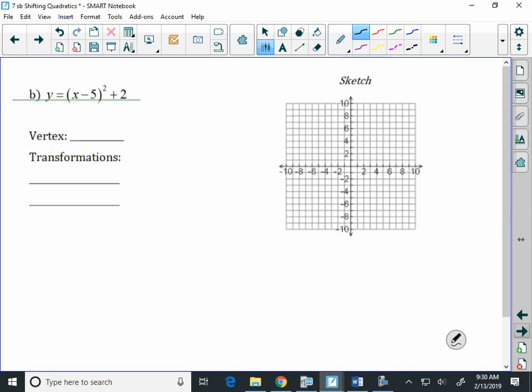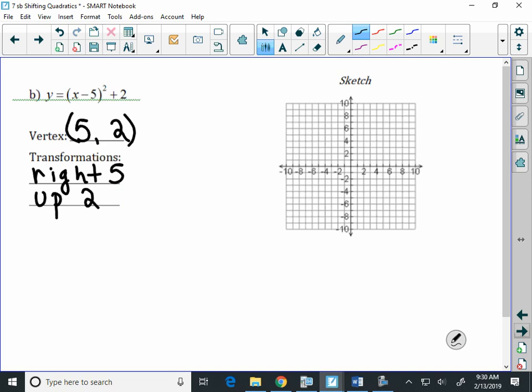Letter B. y equals (x minus 5) squared plus 2. What's the vertex or the turning point? It's (5, 2). Change the sign, keep the sign. Minus 5 is inside the parentheses, that's going to tell us to go right 5. Plus 2 is outside, so it's going to be up 2.